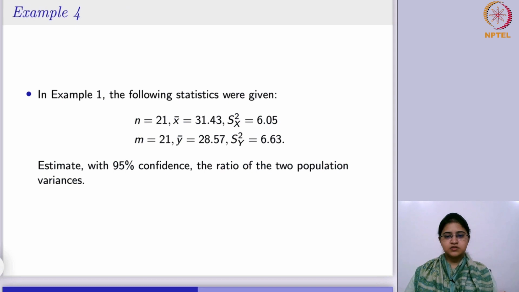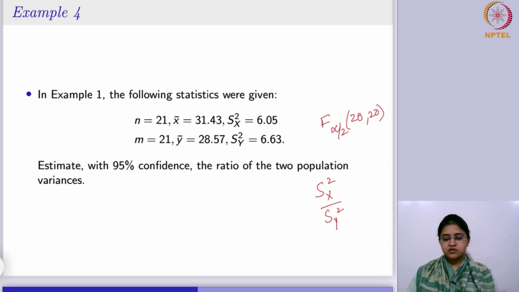So in this we are considering again the same example, and we want to see the ratio of the two population variances. For the ratio of the two population variances, we need Sx square over Sy square, right? That is given to us. And what else do we need? We need F values. F alpha by 2 at the corresponding degrees of freedom, because here both are the same. We need this and 1 over that.